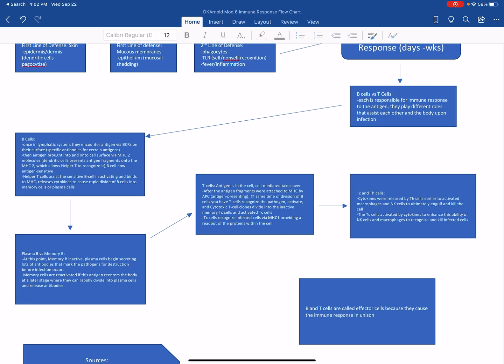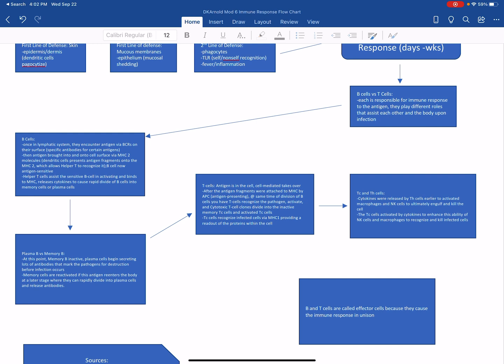At the same time that this is happening, T cells are doing the same thing. Beforehand, the B cells that you have are plasma B cells or memory B cells. Memory B cells are inactive until they are reactivated by a re-entrance of this antigen, and then they can rapidly proliferate into plasma cells to kill the antigen. Or upon the initial response, these plasma cells will interact with the antigen to kill it. But at the same time that these B cells are dividing via cytokines communicating with them, T cells are doing the same thing.